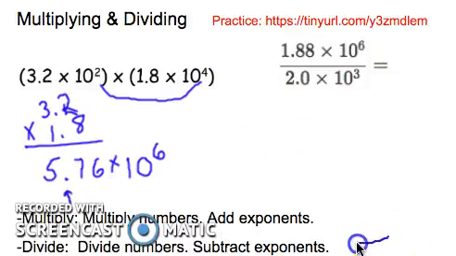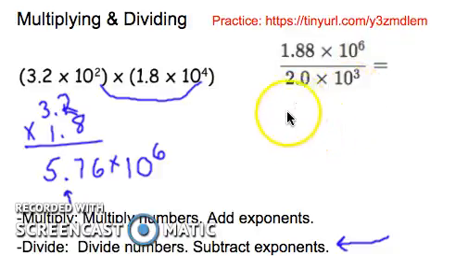Dividing numbers means you subtract the exponent. Now that's pretty simple. You multiply it, you add exponents. You divide it, you subtract exponents. So here you have two different exponents. You have 10 to the 6th and 10 to the 3rd, but you do not have to get them to the same exponent like you did in adding or subtracting.